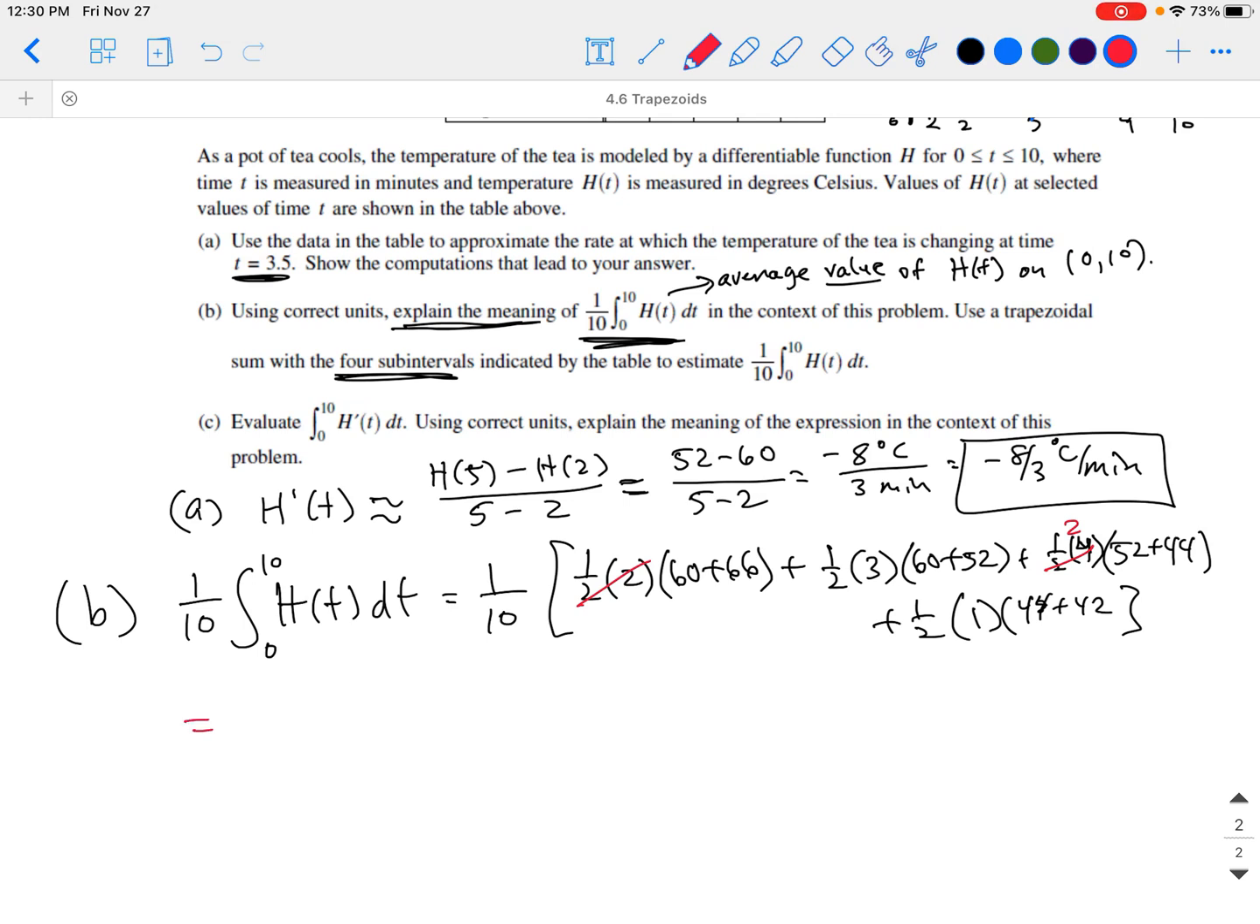Okay. So we'll get 1/10, and then we'll have 126 plus, so 3/2, 60 plus 52 is 112. So 112 times 3 divided by 2 is 168. And then 2 times 96 is going to be 192. And then half of 44 plus 42 is going to be 43. So that's just the average. So that gives us our values.